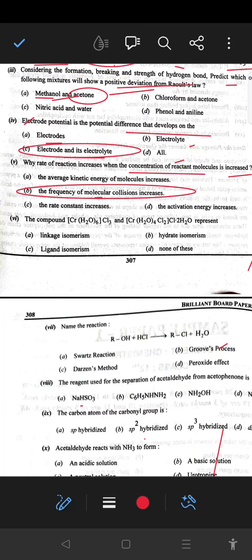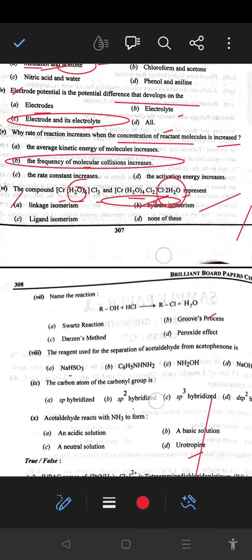Okay. Next question: the compound chromium complex [Cr(H2O)6]Cl3 and [Cr(H2O)4Cl2]Cl represent an exchange of water molecules inside the bracket and outside the bracket, that is a hydrate type of isomerism. So the right answer is hydrate isomer, option B.